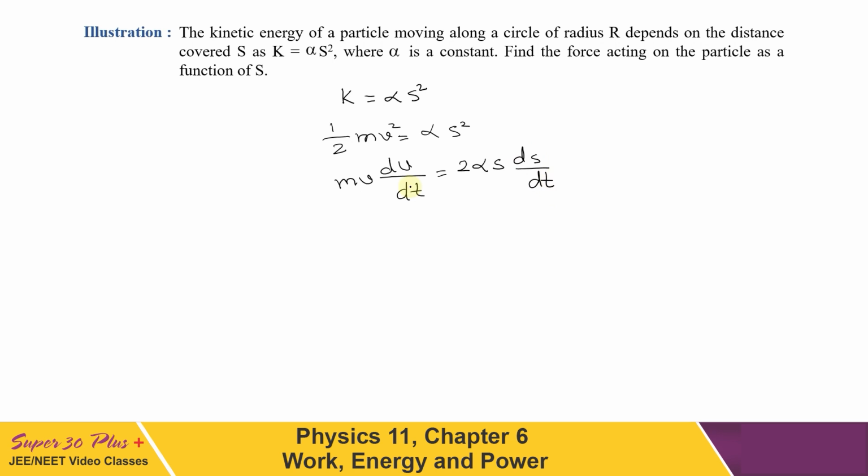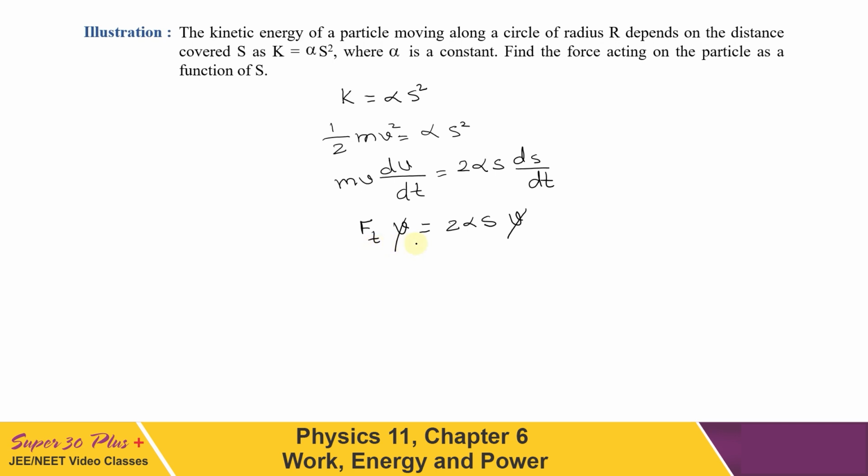Now what is this term m dv by dt? Can it be written as F tangential? Of course it can be. So this is F tangential multiplied with v, which is equal to 2 alpha s times ds by dt. Now ds by dt also can be written as v. So these two v got cancelled. From here we got F tangential is equal to 2 alpha s.